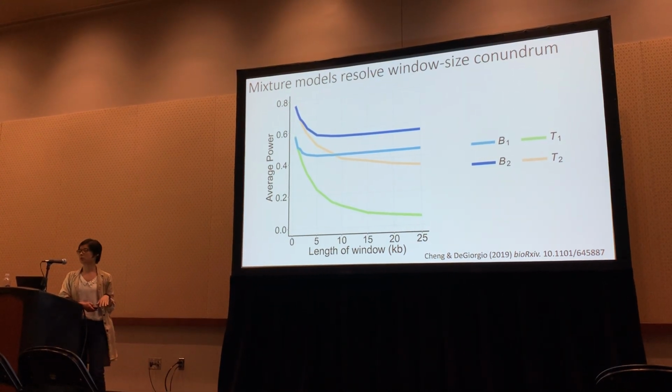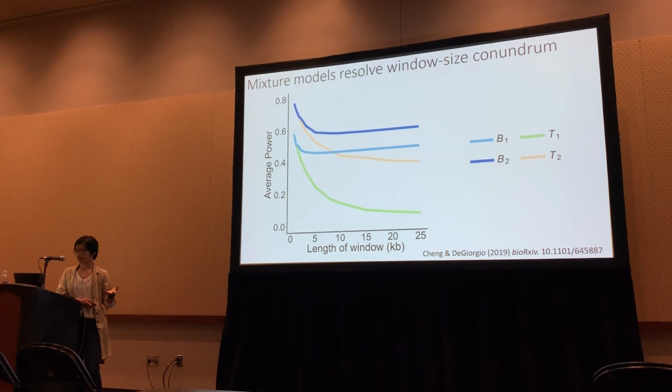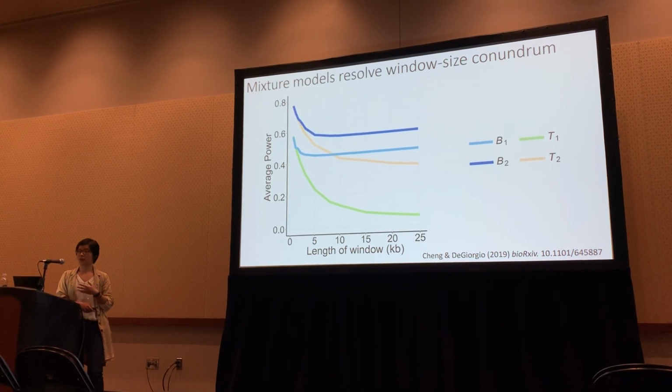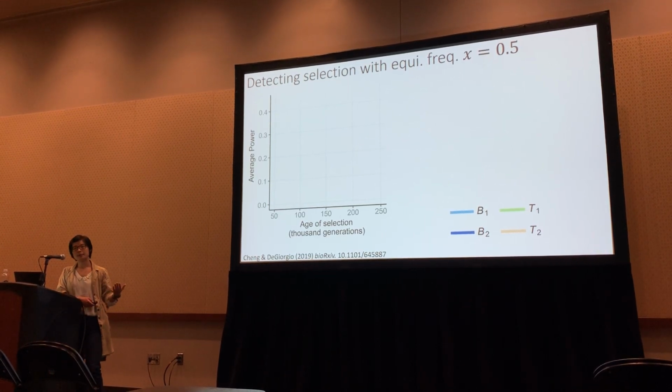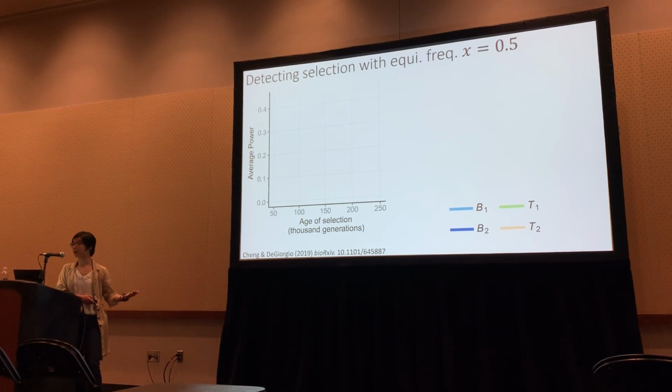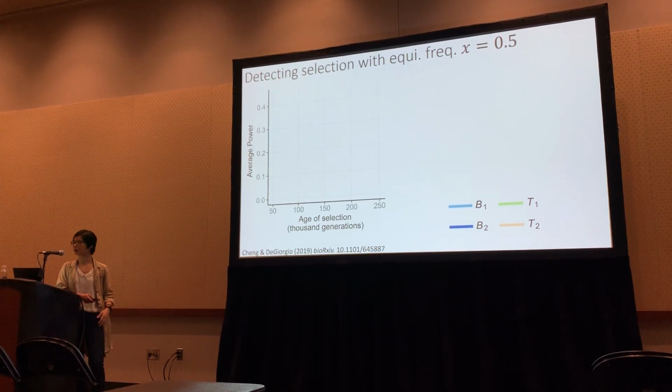And next, I went on to explore how it performed for balancing selection of different ages or equilibrium frequencies. And for that, I applied the B statistic with all the data on that sequence, because that's how we want to apply it when we apply it on empirical data.